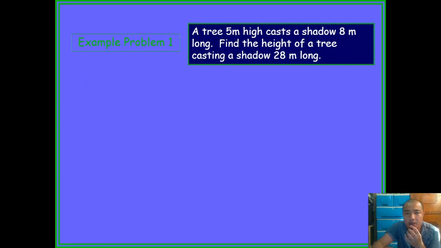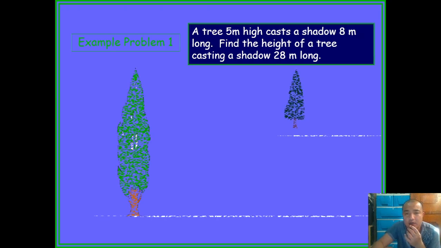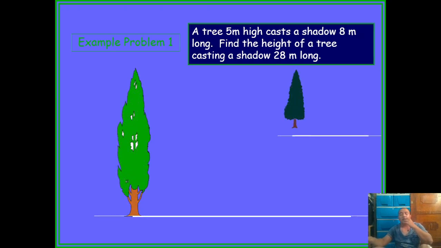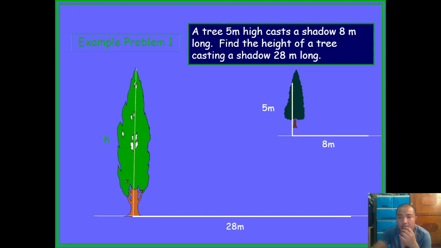Example, problem 1. A tree 5 meters high casts a shadow 8 meters long. Find the height of the tree casting a shadow 28 meters long. And you can apply here the similarity between two triangles. The height of the smaller tree is 5 meters, the shadow is 8 meters, while the shadow of the taller tree is 28 meters. Find the height of the taller tree.